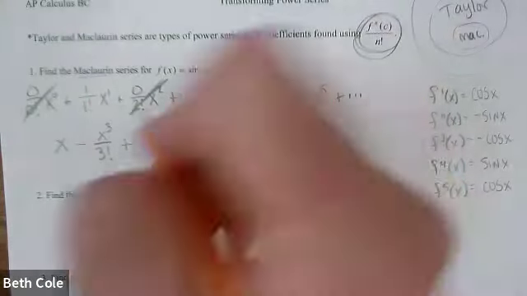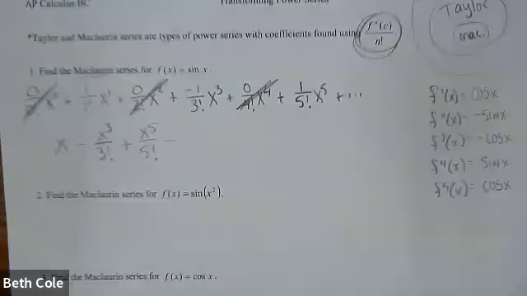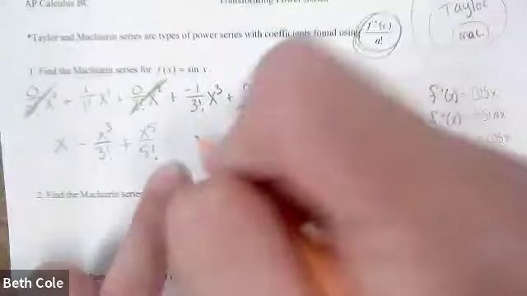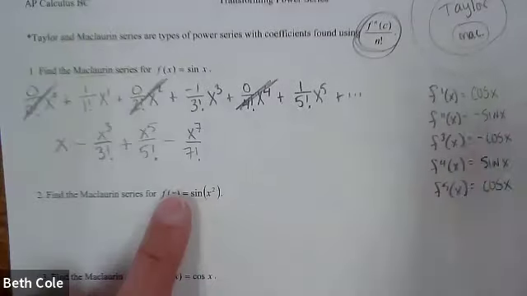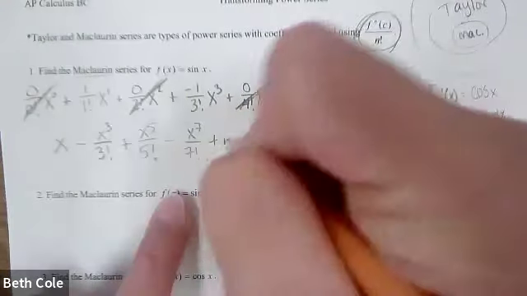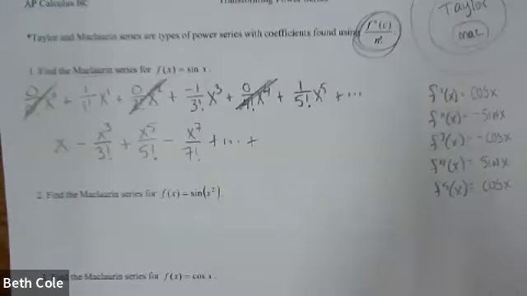Plus, and then this one would be x to the 5th over 5 factorial. And I want to see if you can give me the next one, and then we'll try and write the general term. The next one would be minus x. Good. Cool. It's not that hard, right? But you have to do a bunch of them in order to generate the pattern. Now put plus ... plus, and we're going to write the general term.